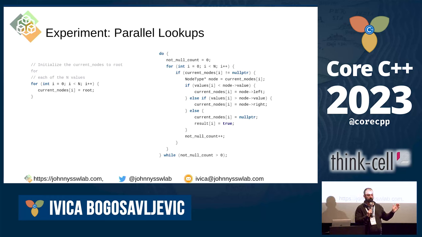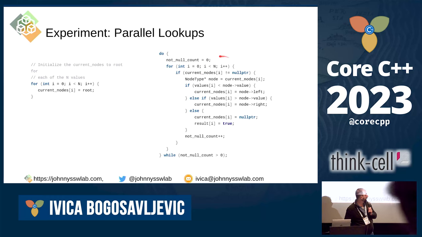For the parallel lookup, we have our n values in a vector. We need another vector which holds the current node. We initialize each current node to the root, and then we have this loop. What does it do? It goes through from 0 to n several times until the not-null count is greater than 0. It takes the current node of i, if it's not a null pointer, and calculates the next node, or if it finds the value, sets results of i to true.